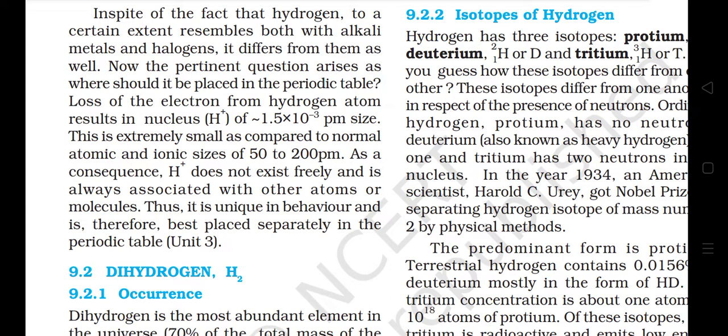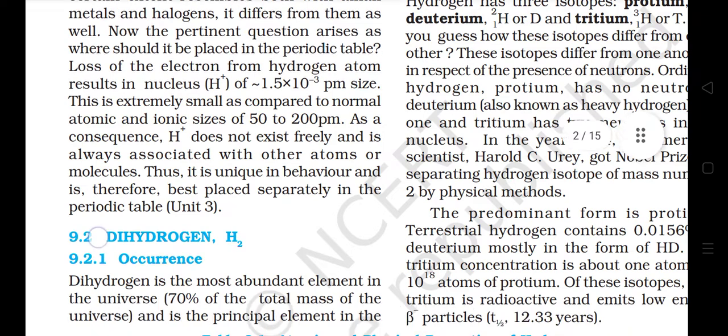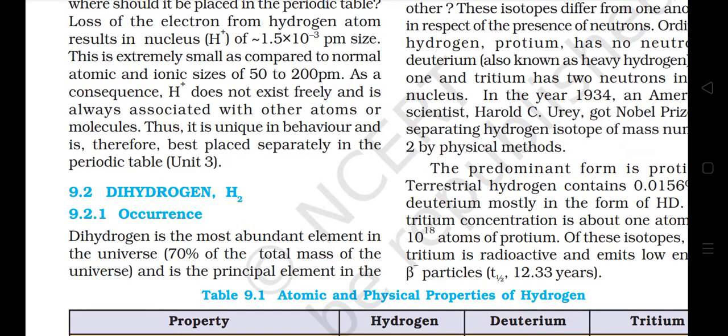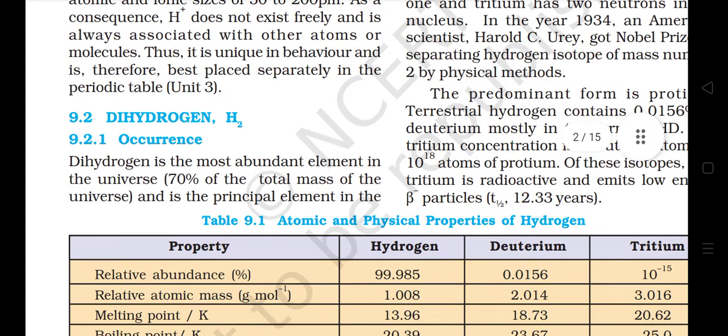Loss of the electron from hydrogen atom results in nucleus H+ of 1.5 × 10^-3 picometer size. This is extremely small as compared to normal atomic and ionic sizes of 50 to 200 picometer. As a consequence, H+ does not exist freely and is always associated with other atoms or molecules. Thus, it is unique in behavior and is therefore best placed separately in the periodic table.